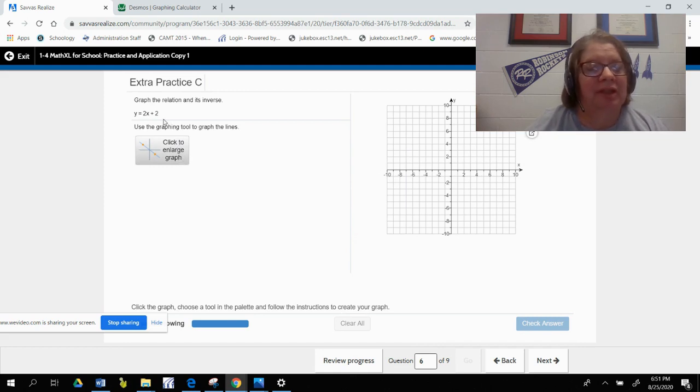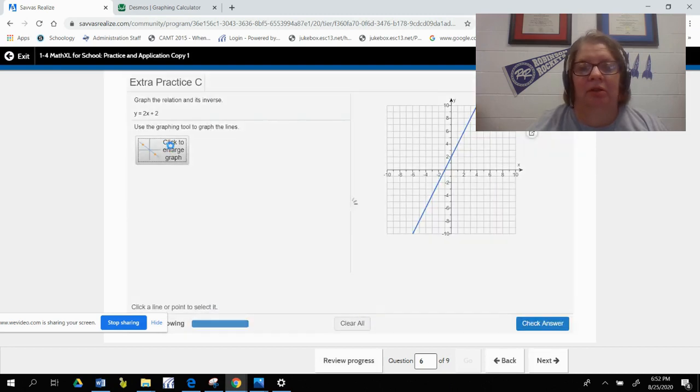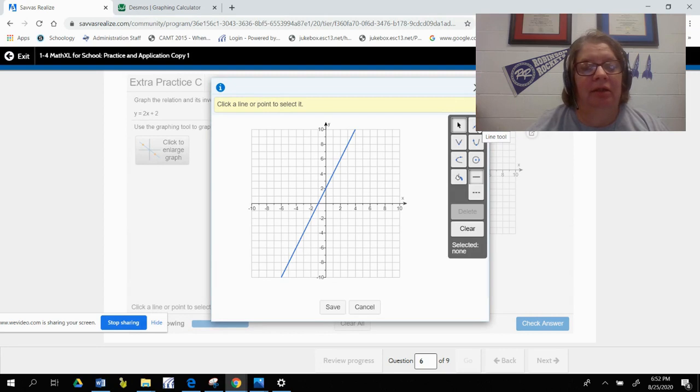Okay, when we graph the first one, 2x plus 2, what's the y-intercept? The y-intercept is 2. What's the slope? The slope is 2. Up 2 over 1. Okay, now we're going to save that one. And then we're going to add a second line. Remember, ours was 1/2 x minus 1. So the y-intercept was negative 1. And the slope is 1/2, so up 1 over 2.